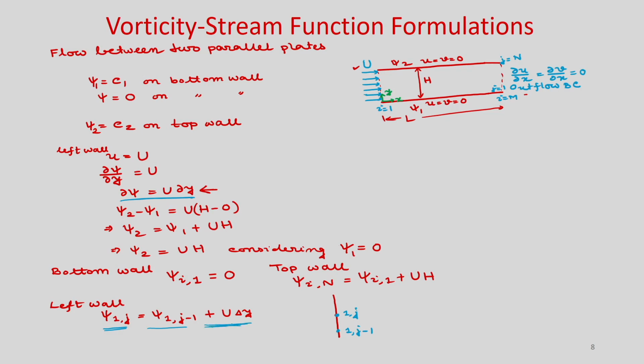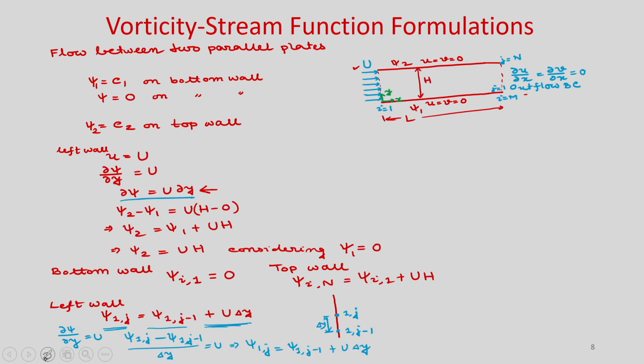So, we have used first order scheme. So, del psi by del y is equal to u, that means psi 1 j minus psi 1 j minus 1. So, backward difference we have used, and the distance between these two points is delta y, so it is equal to u. So, you can write psi 1 j is equal to psi 1 j minus 1 plus u into delta y.